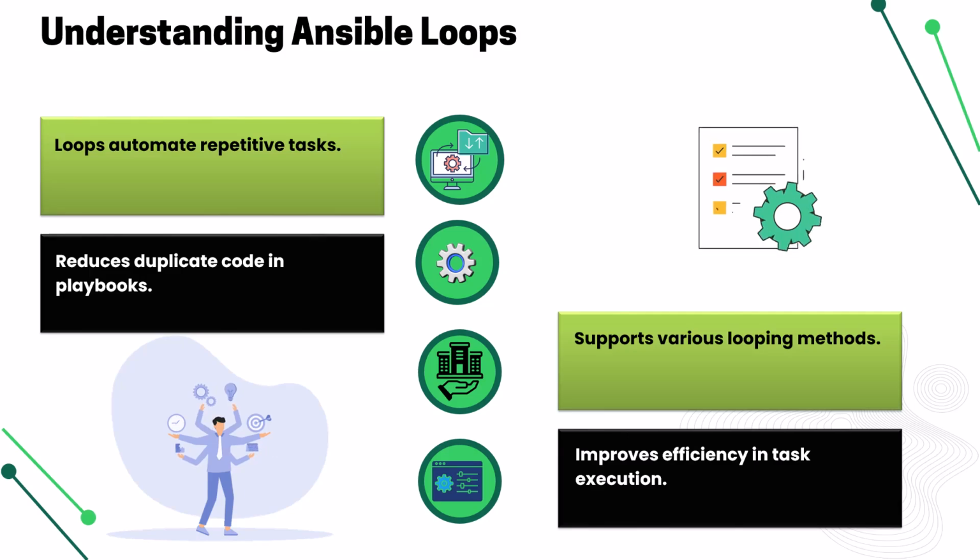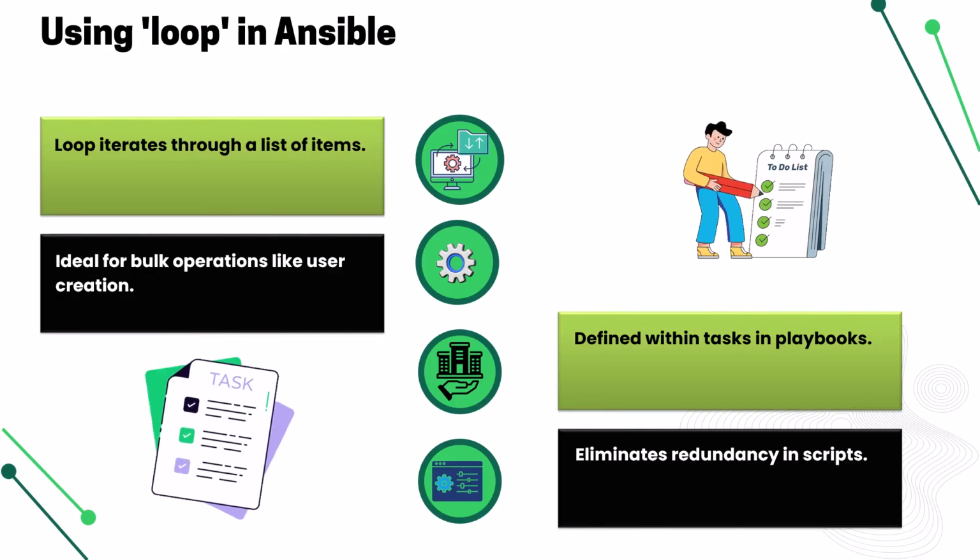Nobody likes repeating themselves except Ansible. Loops make automation even more efficient. Imagine creating users one by one. Painful, right? Let's make Ansible do the heavy lifting. Loops are like magic tricks for automation. Instead of manually writing tasks for each user, we use loop to get the job done in seconds. Easy and efficient, just the way we like it.